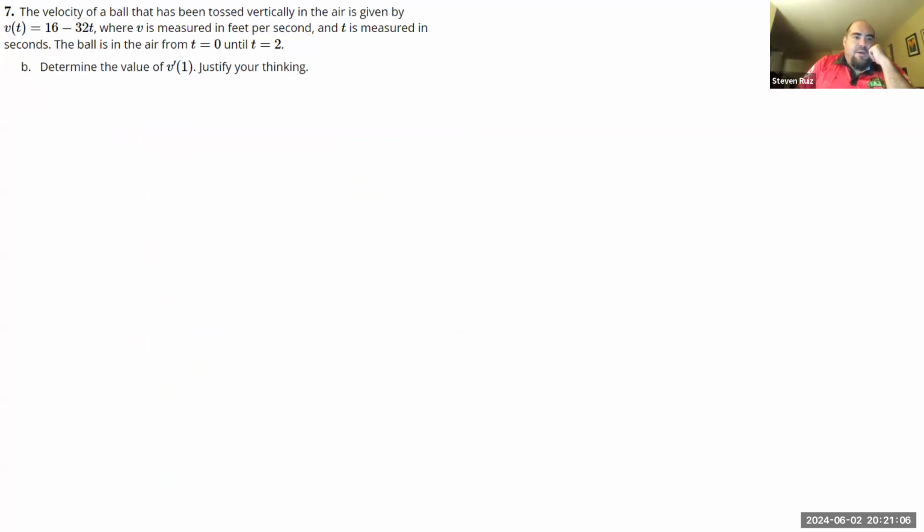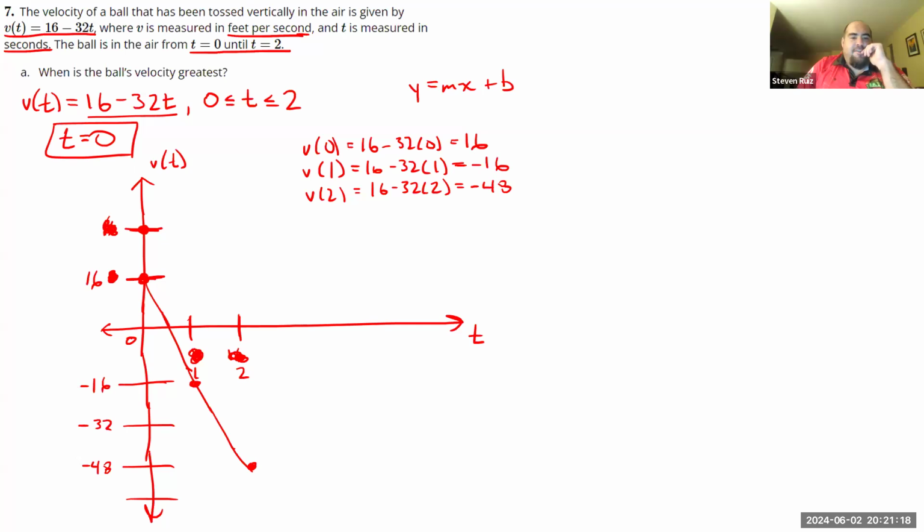What is the value of v prime of 1? We're being asked for the derivative and told to justify our thinking. So we can answer this algebraically and graphically again. Let's go back and revisit our graph here. We're asked for v prime of 1.